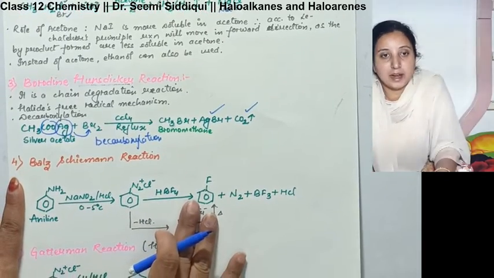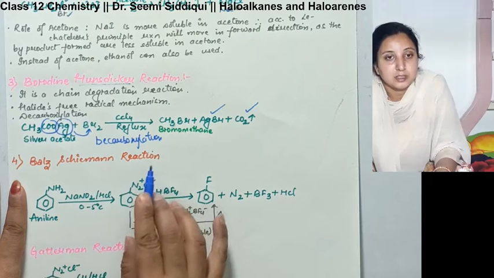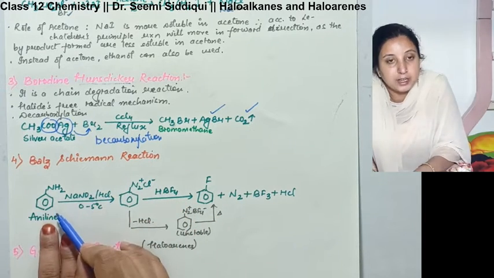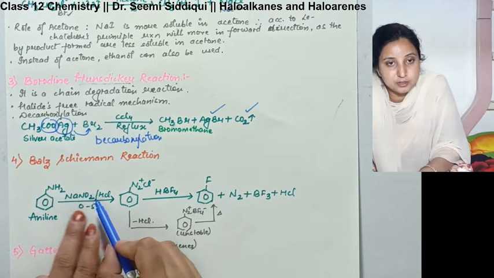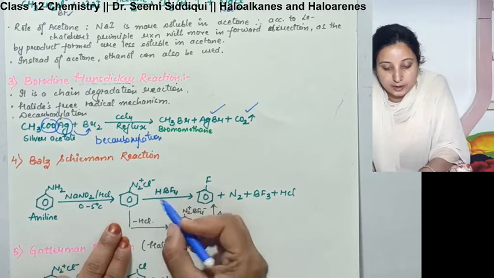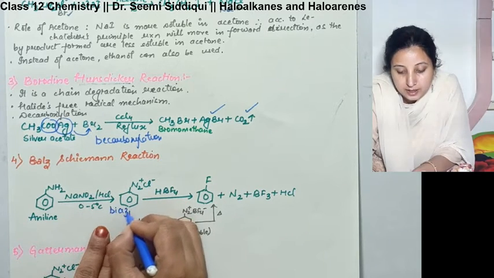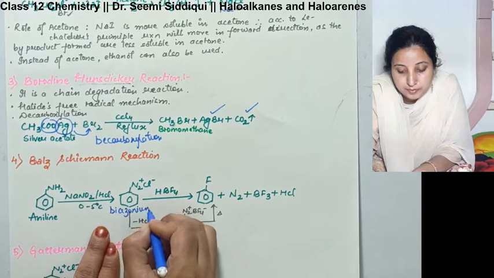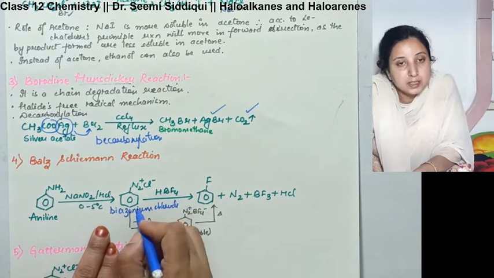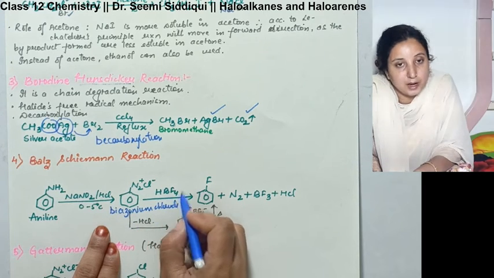The next named reaction is the Balz-Schiemann reaction. The Balz-Schiemann reaction के अंदर क्या होता है, that your aniline, first of all, it gets react with NaNO2 in the presence of HCl, and it forms a benzene diazonium chloride. Okay, this benzene diazonium salt, it reacts with the HBF4.